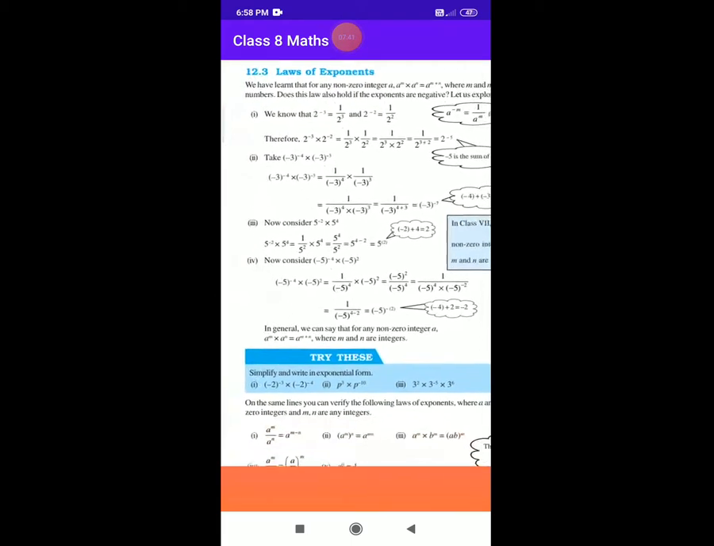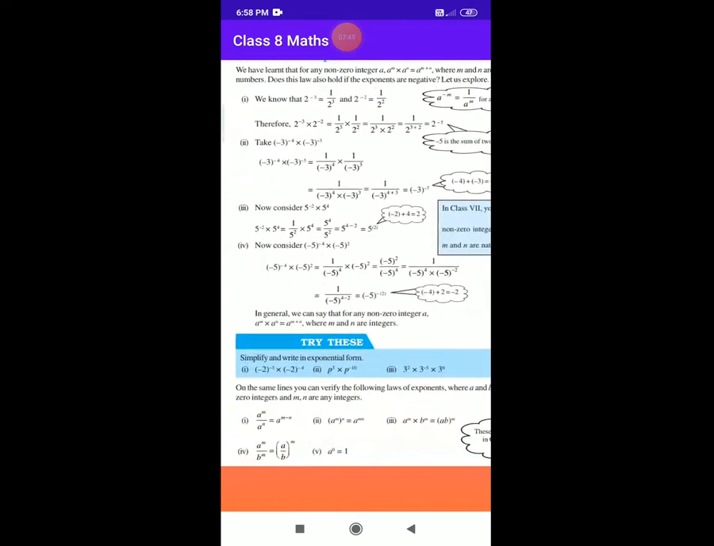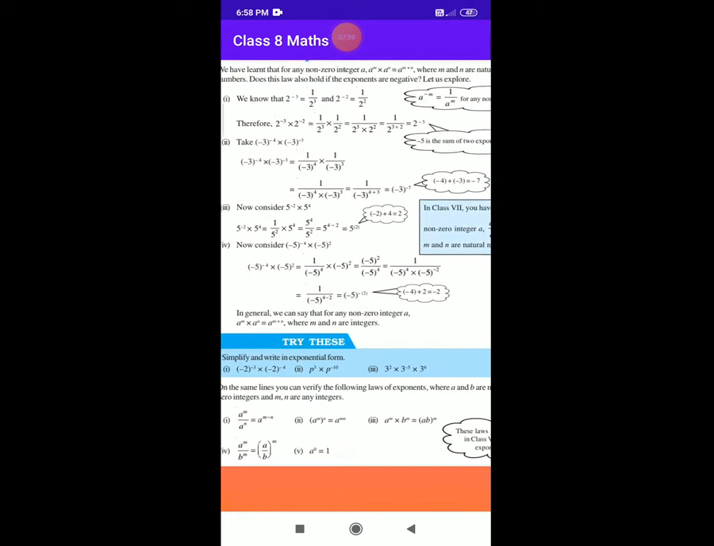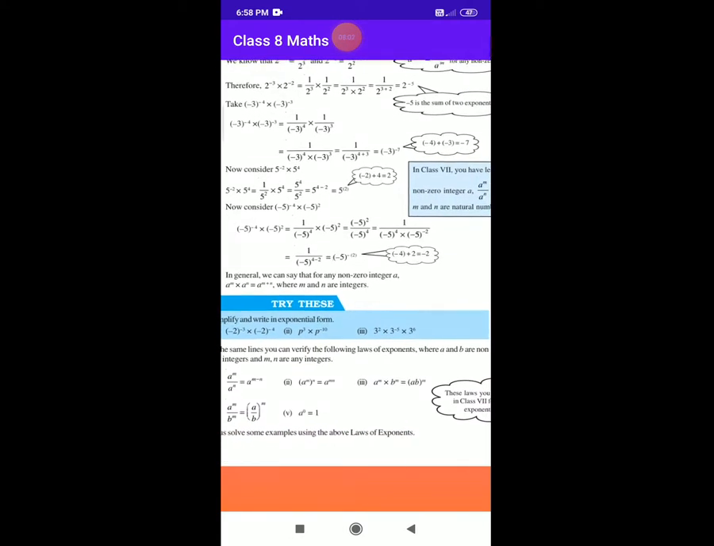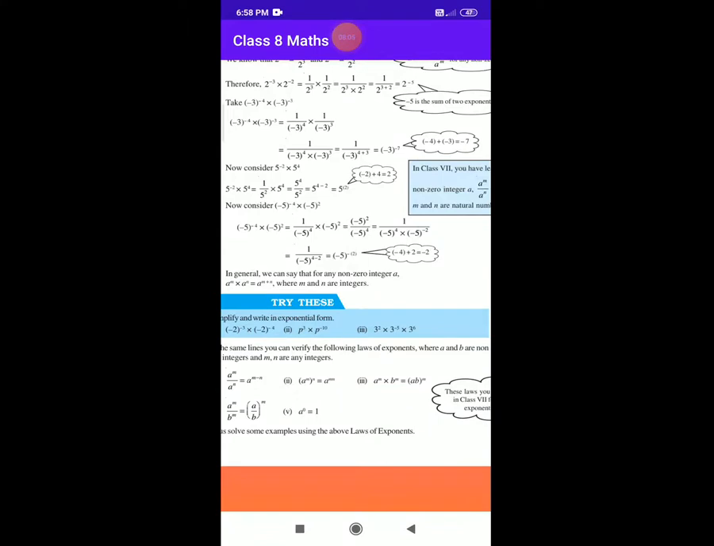Another example, take minus 3 raised to minus 4 multiplied by minus 3 raised to minus 3. So minus 3 raised to power minus 4 multiplied by minus 3 raised to power minus 3 is equal to 1 upon minus 3 raised to power 4 multiplied by 1 upon minus 3 raised to power 3, which is equal to 1 upon minus 3 raised to power 4 plus 3, equal to 7. So 1 upon minus 3 raised to power 7 is also minus 3 raised to power minus 7, because minus 4 plus minus 3 is equal to minus 7.